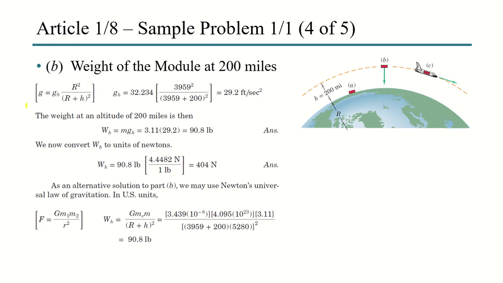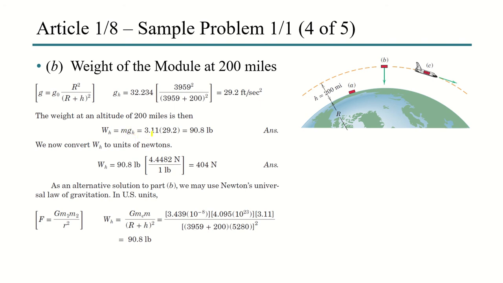Now the module is already above the surface of the Earth at 200 miles. So g is equal to g sub 0 times R squared divided by the quantity R plus h, with this denominator raised to 2. The weight at an altitude of 200 miles is then calculated. So we have weight with the subscript h, meaning there is an altitude above the surface of the Earth, equal to m times g_h.